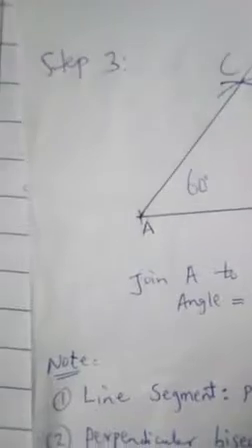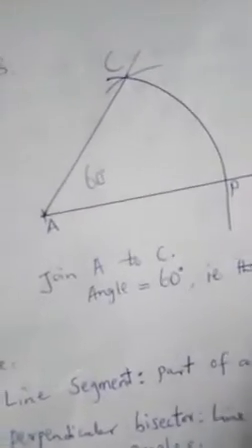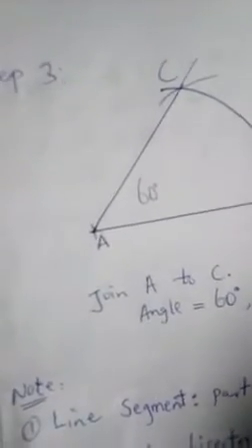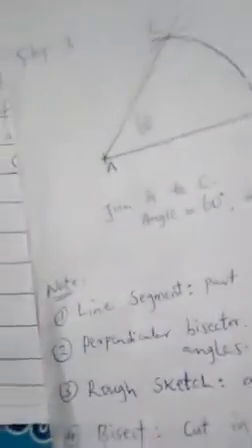Okay, so you put it at the center, your center P, and cut. You have another arc. You cut another arc here and give it a name C. Then you join this C to your A using a ruler, and this side now will be what? Angle 60 degrees, the required angle.